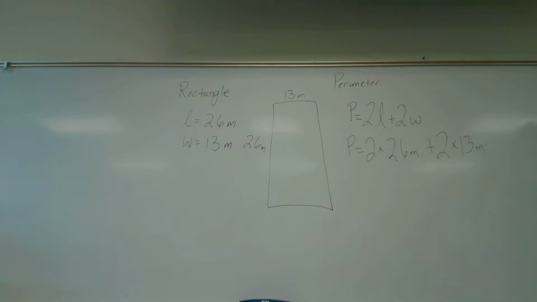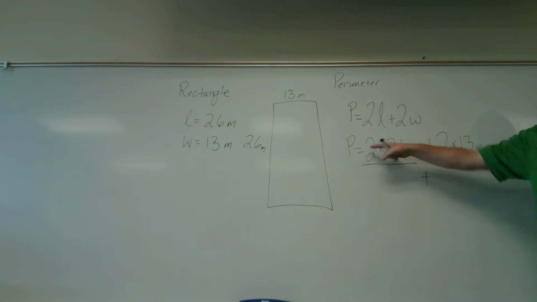Now we know our order of operations. There are no parentheses. There are no exponents. Next is multiplication and division, which means we do these two operations because they're both multiplication, and then we add them together. But on a multiple choice test, this a lot of times would be your answer.